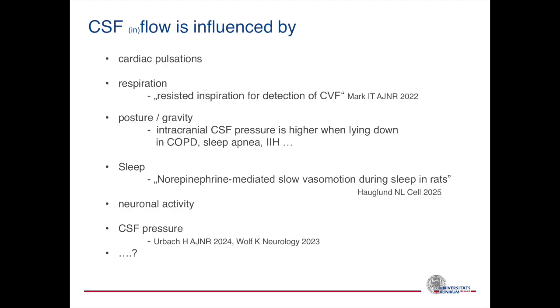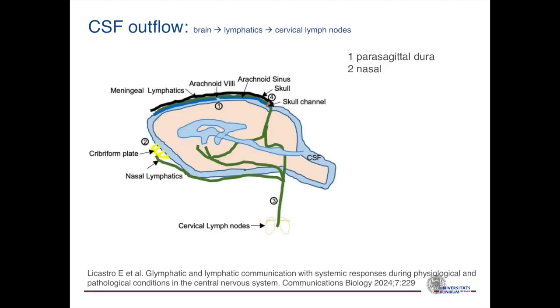So the CSF inflow, in summary, is influenced by different things: cardiac pulsations, respiration, which is what we use for detection of CSF venous fistula, posture and gravity. We know when lying down it's higher, but we also know that it's higher in chronic obstructive lung disease and sleep apnea, and what we have learned from the study, CSF pressure plays a role. But what about the venous outflow?